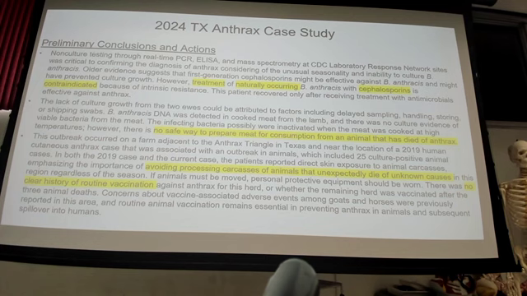Avoid processing carcasses of animals that died unexpectedly, and then also this point about vaccination here, there was no clear history of routine vaccination against anthrax for this bird. So, yeah.